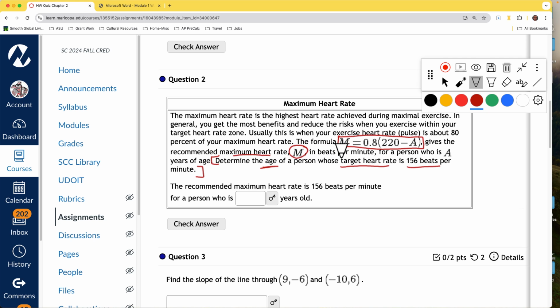The formula here, I see about 80 beats per minute for a person who is age A. So A is the age. That's what we're looking for, right? I haven't even read the question completely, but I know what I'm looking for. I got an equation that has M and A. I know we're looking for A. And this 156 is beats per minute. That's my M.